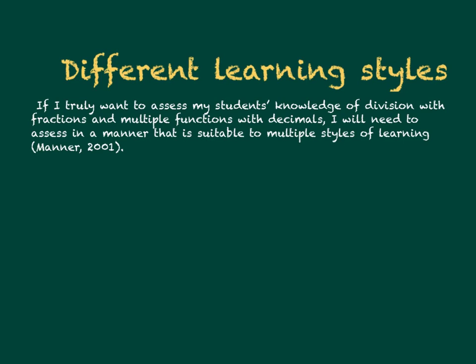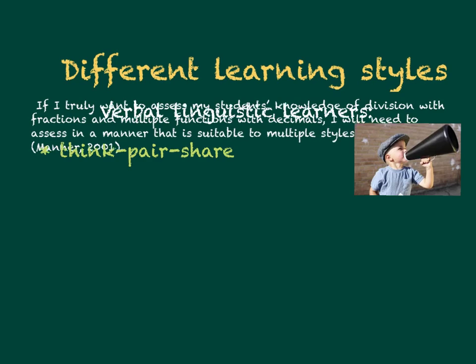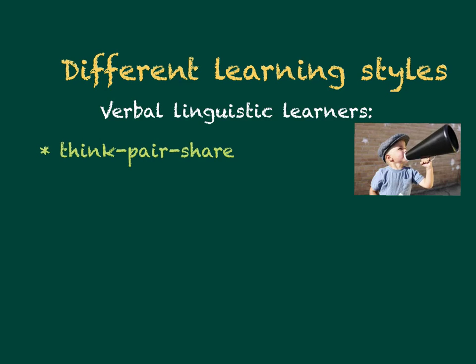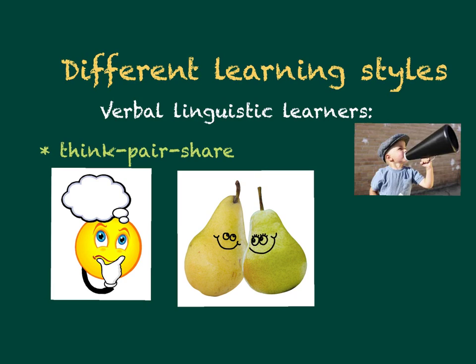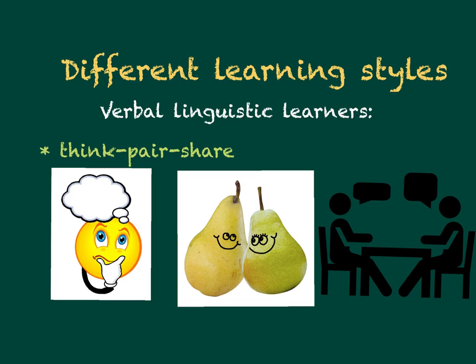If I truly want to assess my students' knowledge of division with fractions and multiplication and other functions with decimals, I will need to assess in a manner that is suitable to multiple learning styles. To accommodate the verbal linguistic learners, I will do an activity called Think, Pair, Share. I will pose a question to the class, and the students have a little bit of time to think about the answer. The students will then pair with a partner. Once they are paired with their partner, they will share their answers with each other.